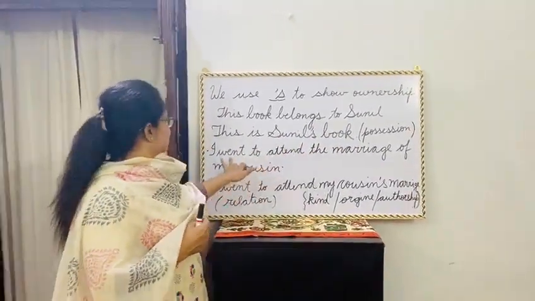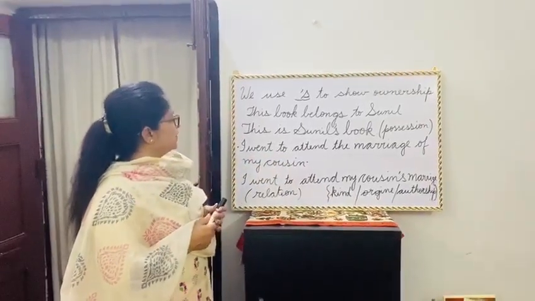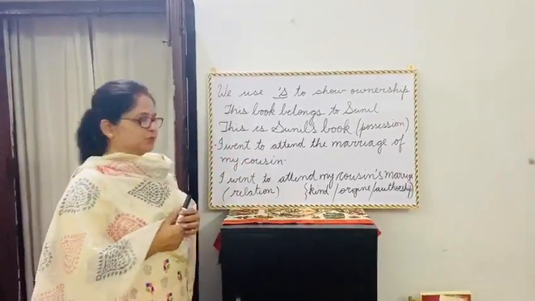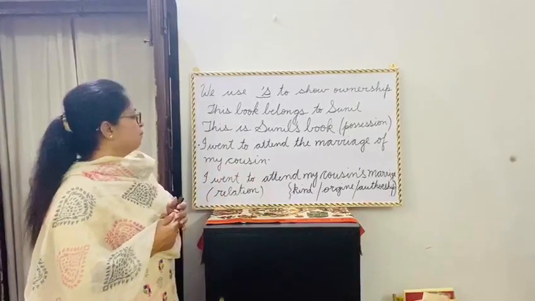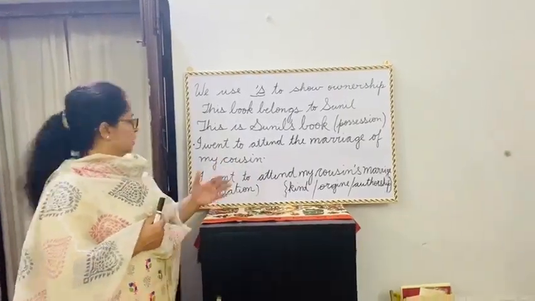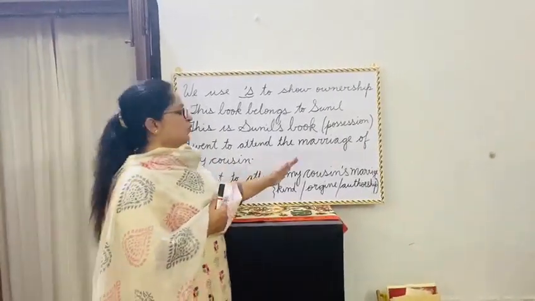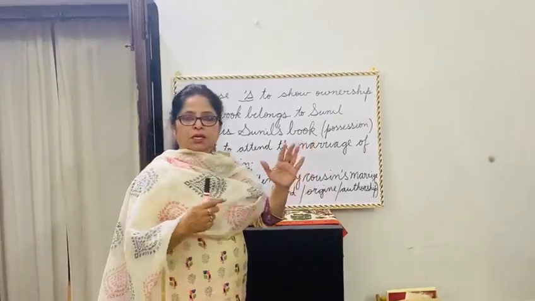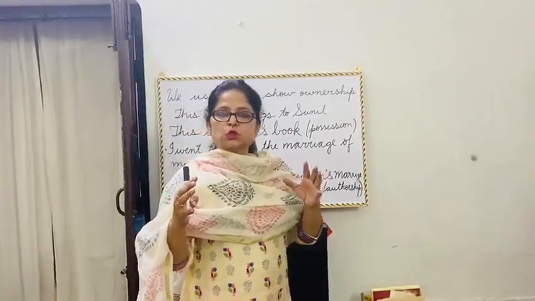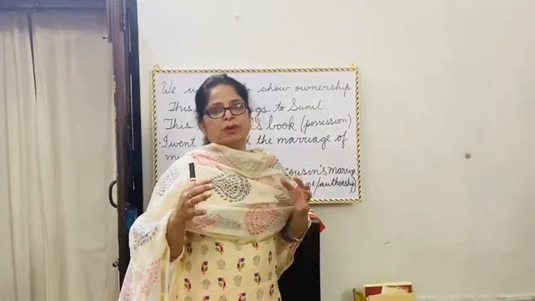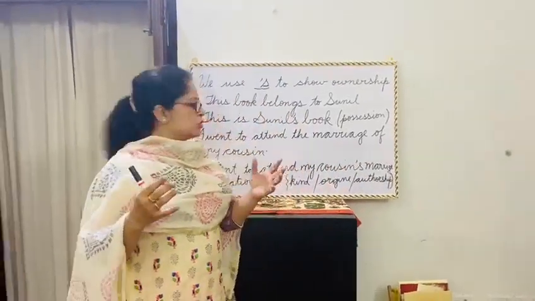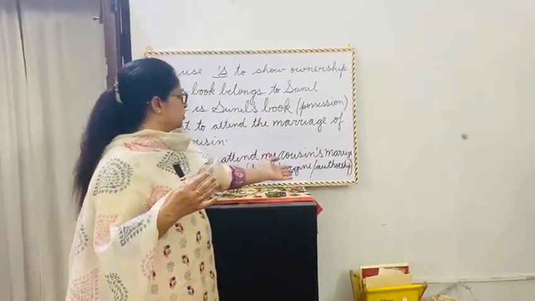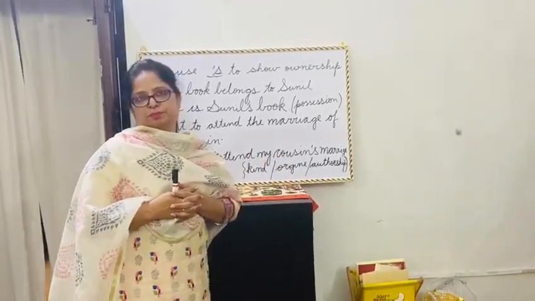Now look at the second example. I went to attend the marriage of my cousin. I went to attend my cousin's marriage. Here it shows a relation. Possessive nouns not only speak about possession, but they also speak about relations, kind, origin, and authorship.